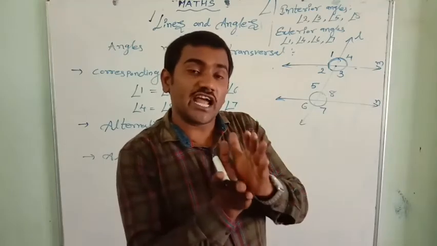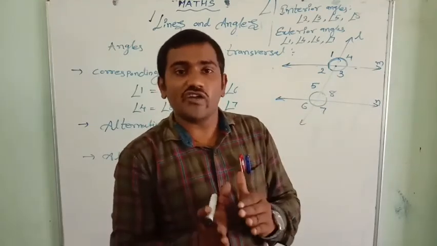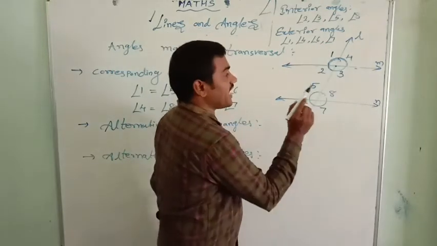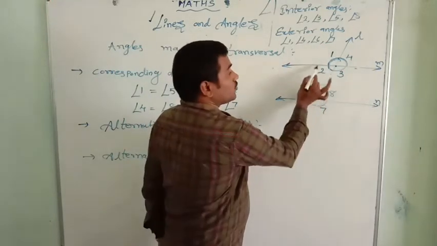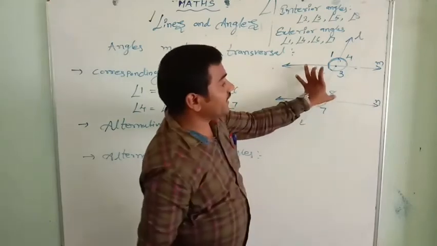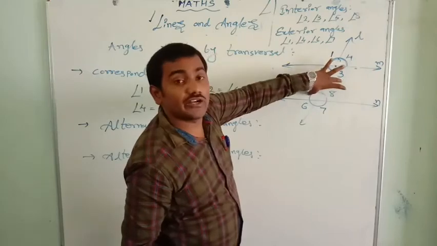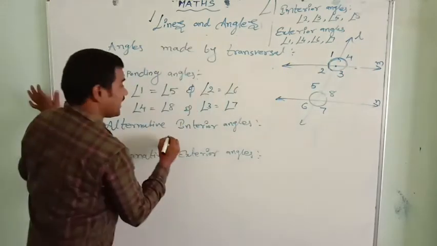If you are taking interior angles, you have to take only interior angles. If you are taking exterior angles, you have to take only exterior angles. See, alternative interior angles are 2 and 8. Alternative interior angles. These two are always equal. 3 and 5, alternative interior angles. These are always equal. Let me write here.